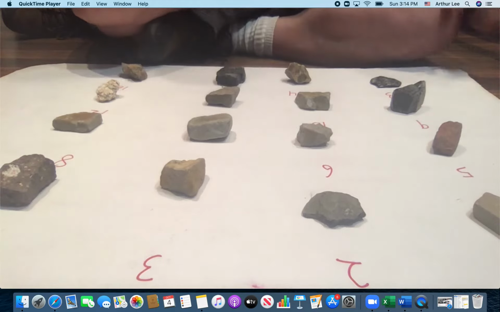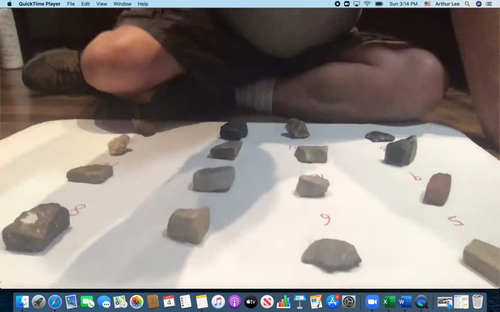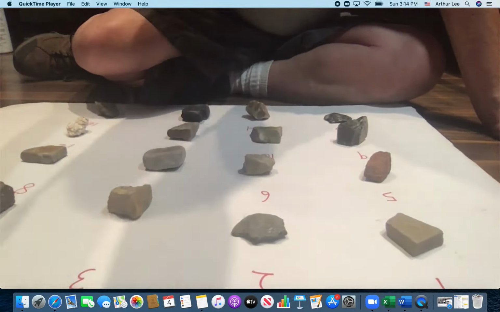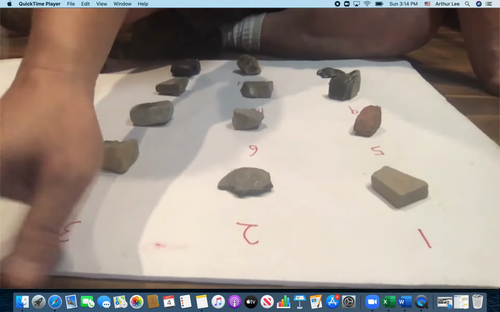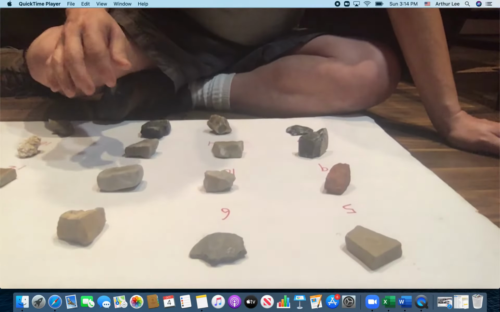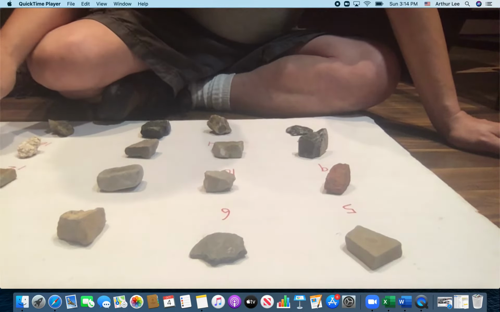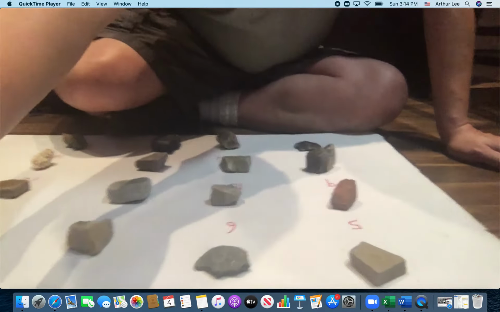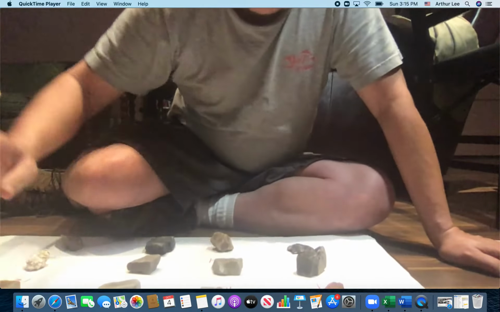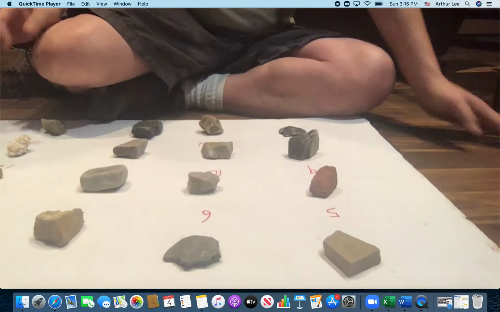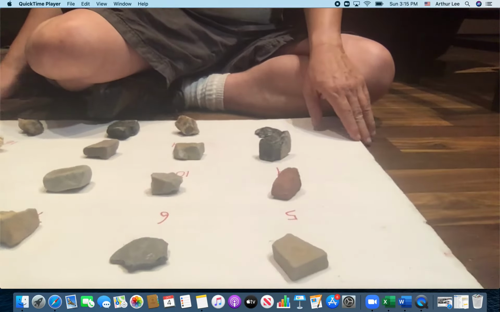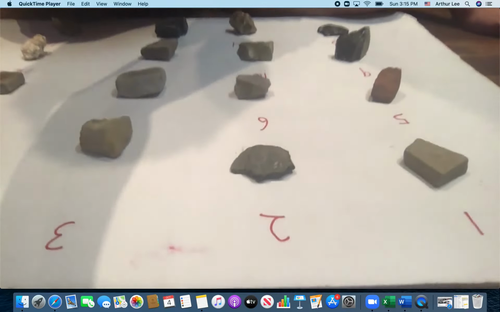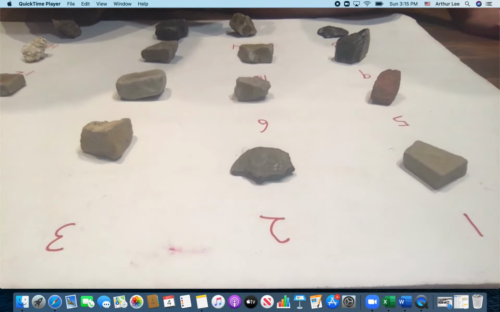And what our job is today is to identify these 16 sedimentary rocks. We also want to know the texture of the sedimentary rocks, and those will be listed on the answer sheet. And do they have calcite or quartz in them? Okay, so we're going to do these one sample at a time.